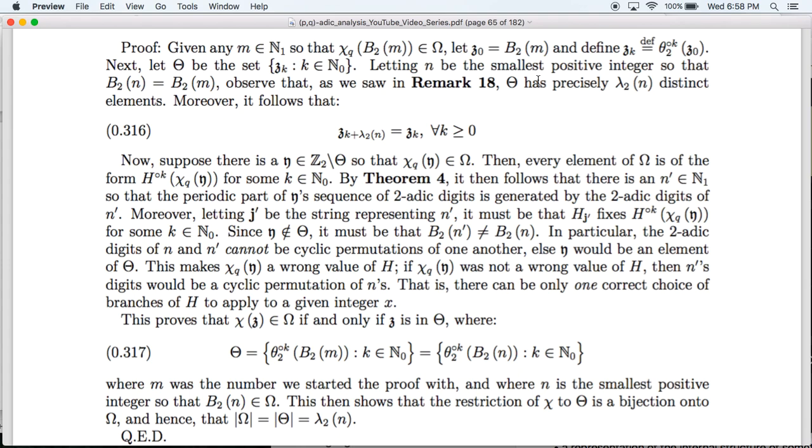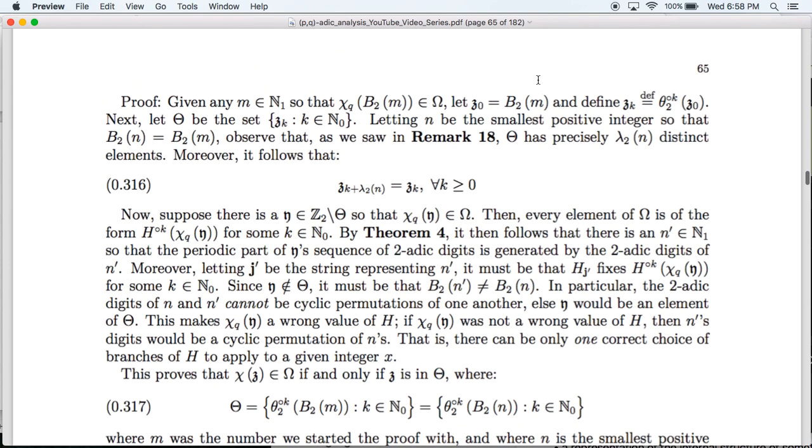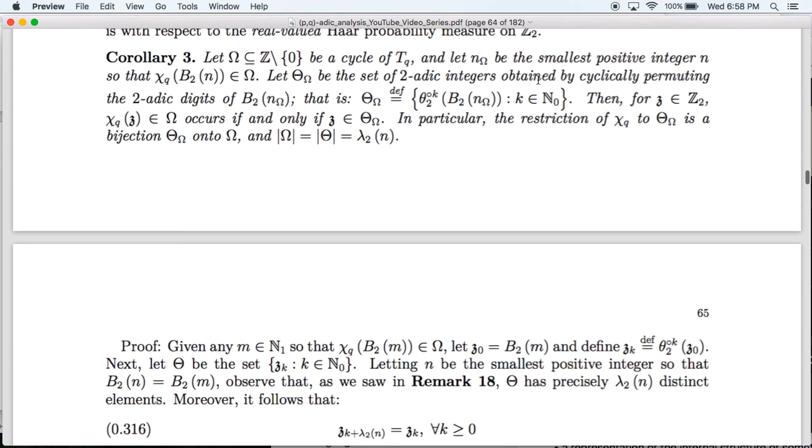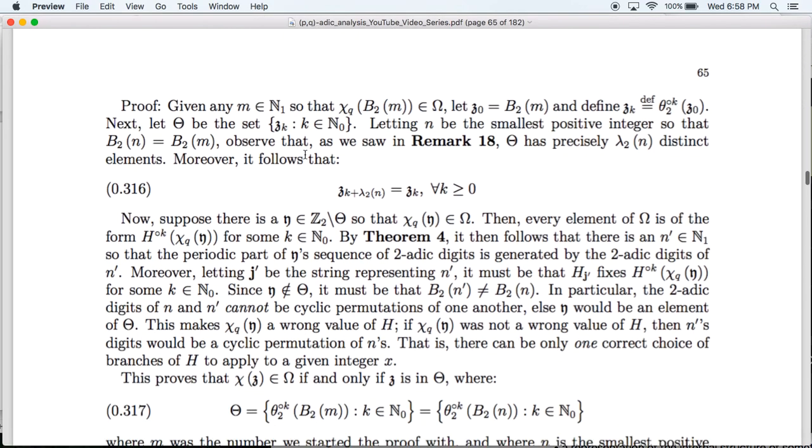And we're back from our intermission. Yes. So, where were we? Yes, we are going to deal with the cyclic permutation thing. So, given any positive integer m, such that chi-q of b2 of m is in our cycle omega, let z0 be b2 of m, and then let's define zk to be the image of z0 under k applications of the left shift operator. Next, we're going to let big theta be the set of all the zk's.